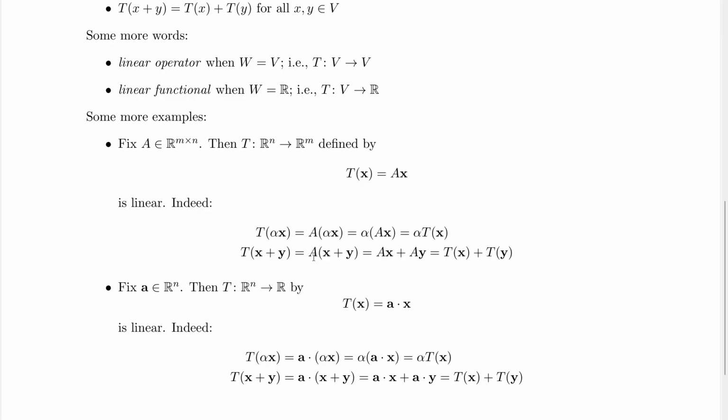Well, all right, we got some examples of linear transforms. Pretty exciting. Let's now go ahead and prove some general properties of linear mappings.